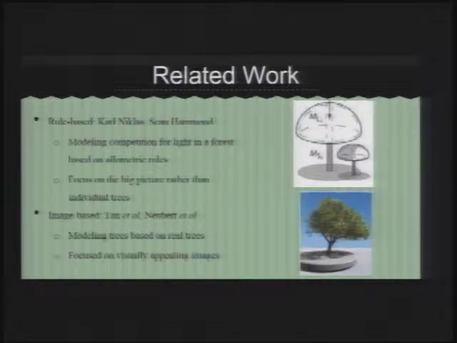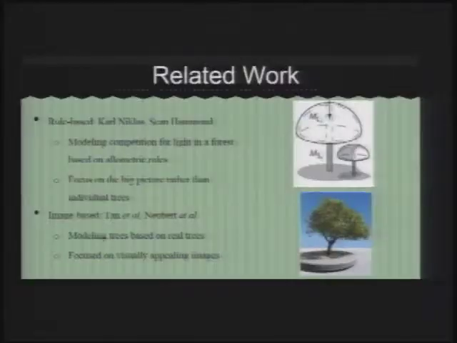Current work for tree modeling generally follows two different approaches, either rule-based or image-based modeling. Rule-based modeling is modeling trees based on biological rules and focusing on biological accuracy. An example is the work of Carl Niklaus and Sean Hammond. They program allometric rules into the model and focus on studying light competition in a forest. As you can see, their representation of a tree is very simple because they model a tree as being a single root segment or a single stem with a hemispherical canopy over it.